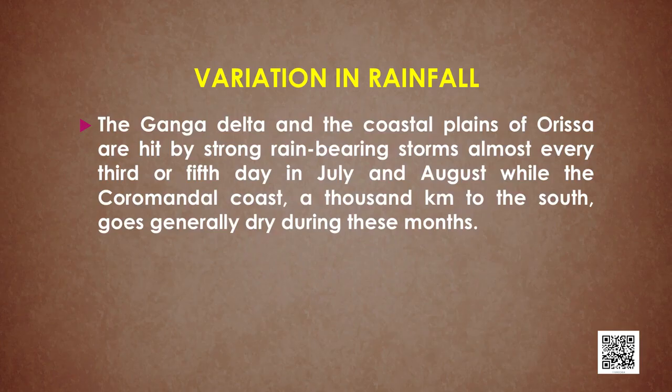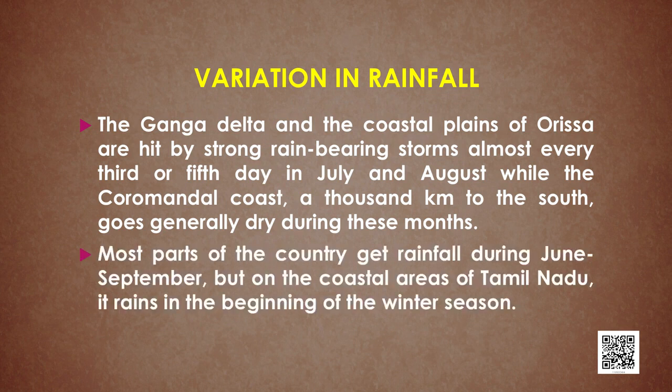The Ganga Delta and the coastal plains of Odisha are hit by strong rain-bearing storms almost every third or fifth day in the months of July and August, while the Coromandel coast, 1000 kilometers away, generally goes dry during these months. See the extreme conditions? Most parts of the country get rainfall during June to September, but the coastal regions of Tamil Nadu, the Coromandel coast, receive rainfall in the winter season.